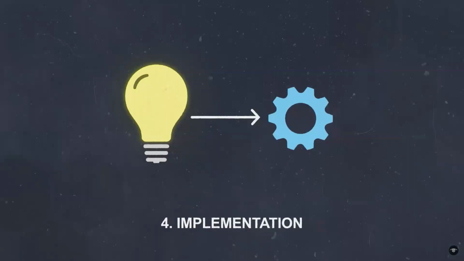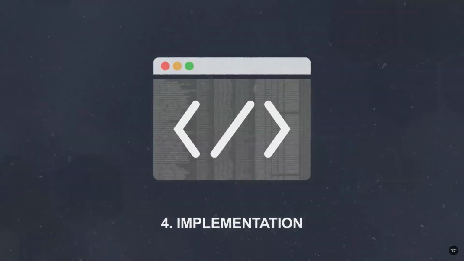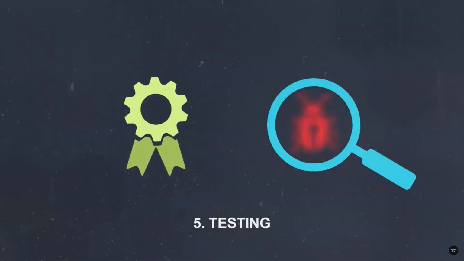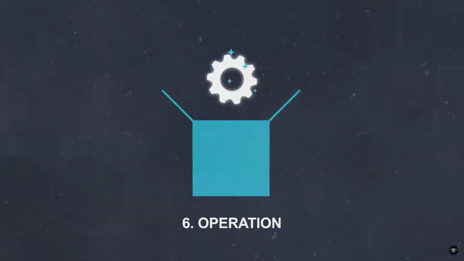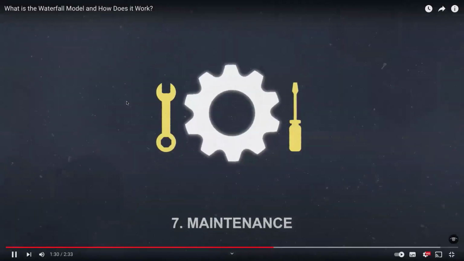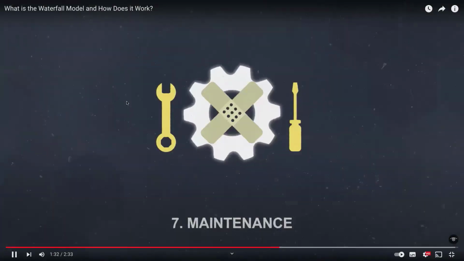Implementation. The design is implemented and production begins. With programming, the source code is developed in this stage. Testing. Quality assurance and other tests are applied, and debugging takes place if needed. Operation. The product is deployed to the customer. Maintenance. The product is maintained and supported. In software development, this is where the software patches are applied.